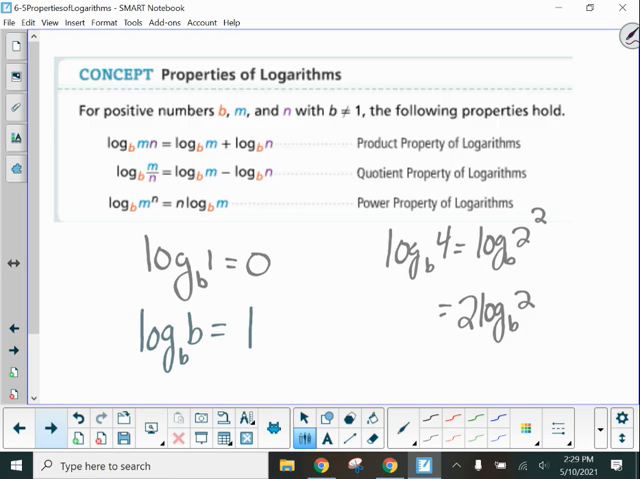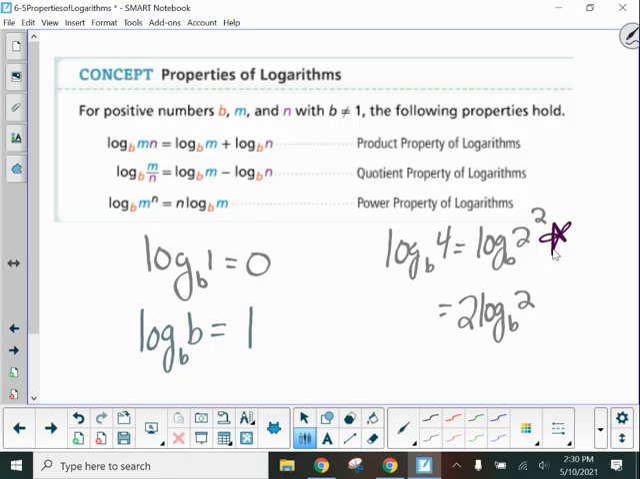Quotient property is very similar, except if you have a quotient within a logarithm, then you can subtract the logarithm of each part of that quotient. It's always top first and then minus the bottom. And then the power property, which is related to the product property: if you have the logarithm of some argument that has an exponent, you can put that exponent out in front. So over here on the right-hand side, I did one using the power property. For example, log base 2 of 4. Well, 4 can be rewritten as 2 squared, so by the power property, I can put that 2 out in front. So that's 2 times log base 2 of 2.